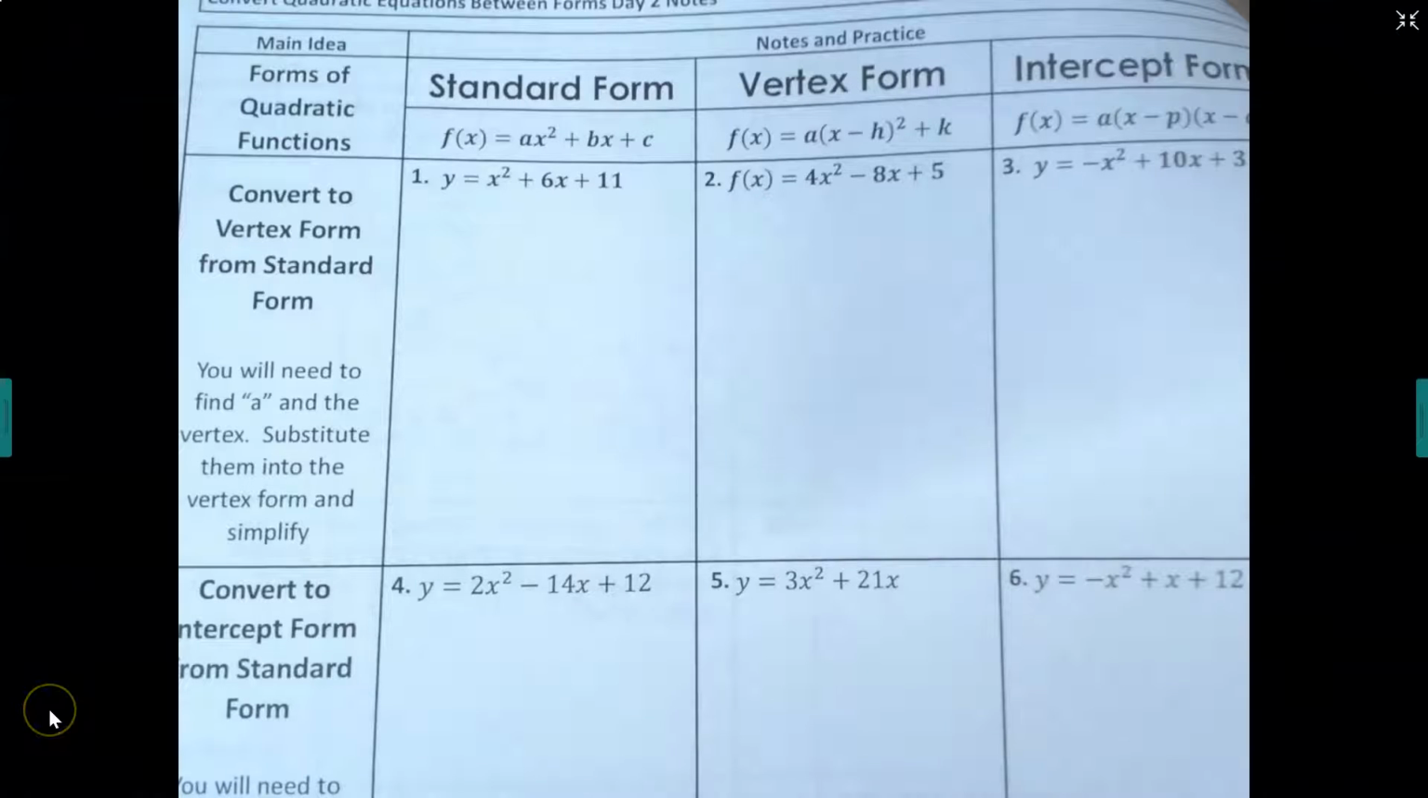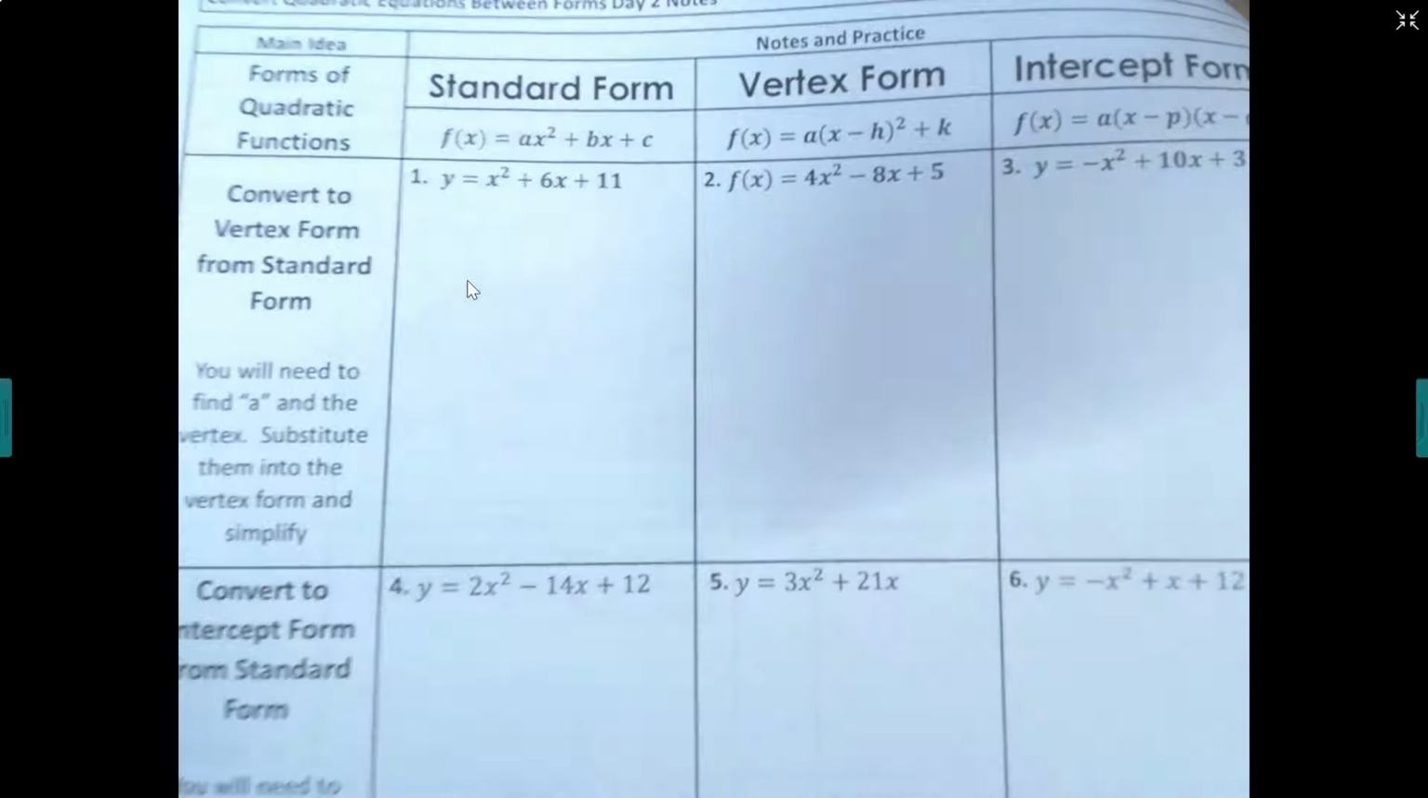Welcome to this video on converting between quadratic forms, day 2. Today we're going to focus on converting to vertex form from standard form and to intercept form from standard form. So you're going to need Desmos.